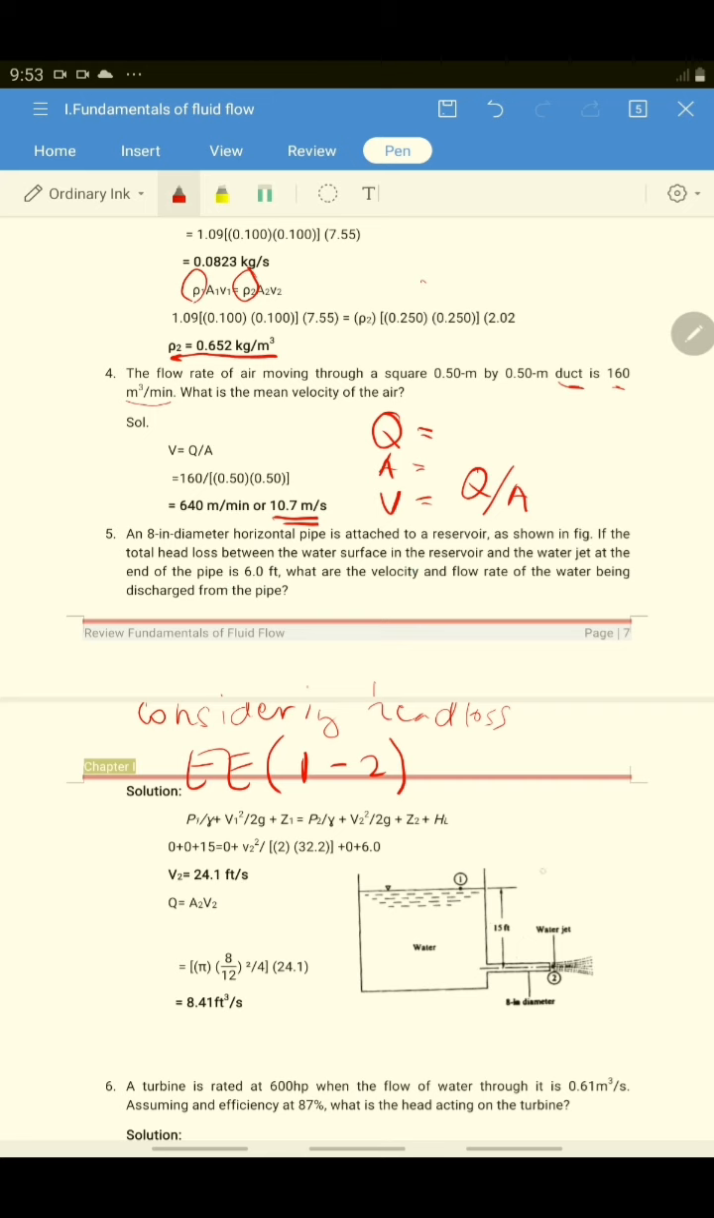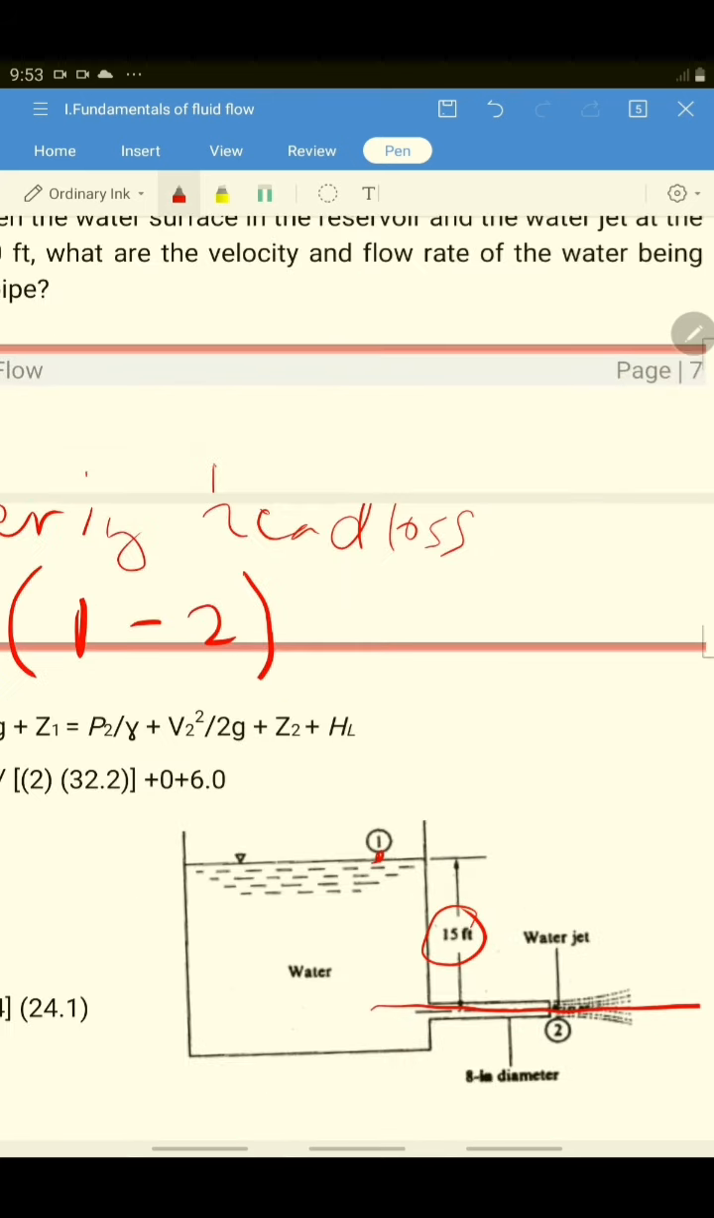It is said that the total head loss is 6 feet. The elevation head at section 1 from the reference datum is 15.5 feet. The pressure head at section 2 is equal to 0 because you discharge into the air, so it is exposed to atmospheric pressure, and this will be your head loss.